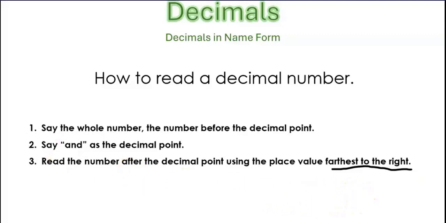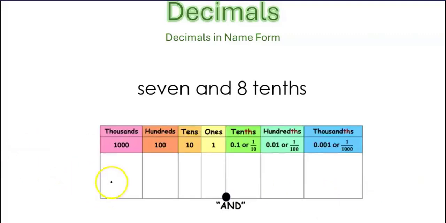So the best way to learn how to do that is just to look at it and see it. So here, if we have the name 7 and 8 tenths, if I want to write this in numeral form, I know I have a 7, which is in the ones place. The "and" comes right after it. That's why it told me that this was in the ones place, because the decimal point comes right after it. And then 8 tenths. So I got to find the tenths place, which is right here. So 7 and 8 tenths.